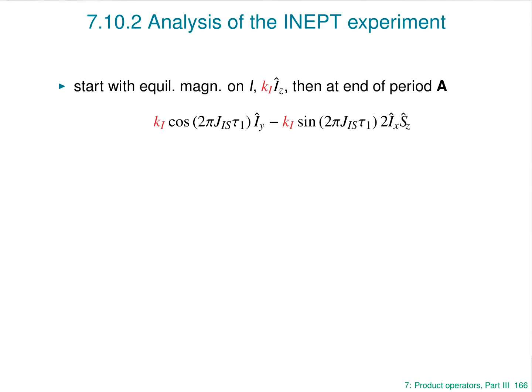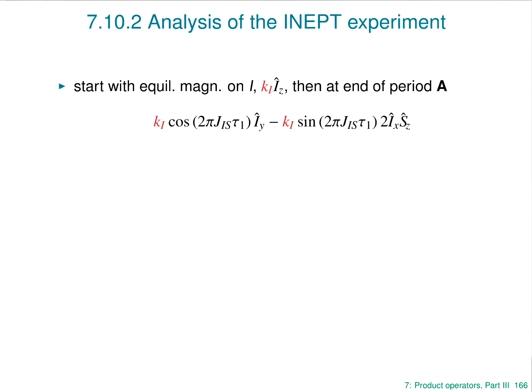And we're going to start with equilibrium magnetization on the I spin, IZ. And I'm going to put a factor Ki in front of it. Now normally I said we don't worry about this, but I want to keep track of the fact that the I spin magnetization is bigger than the original S spin magnetization because it has a higher gamma. And that's why I'm putting that Ki in. It's just a harmless numerical factor. It'll just carry forward in the calculation.